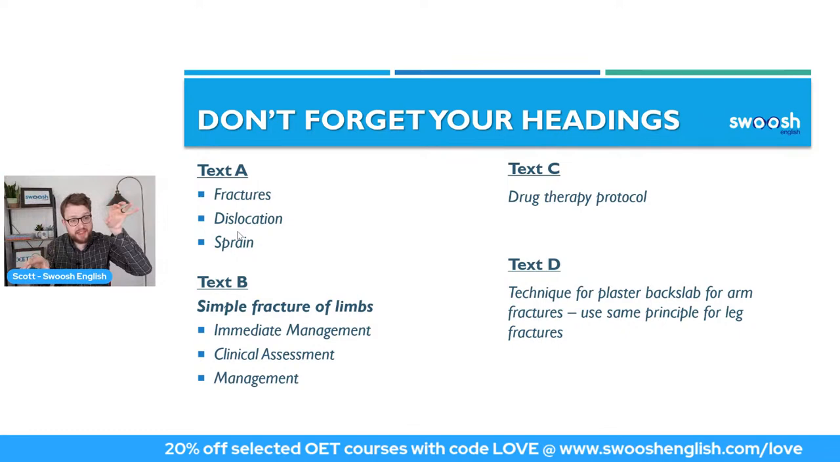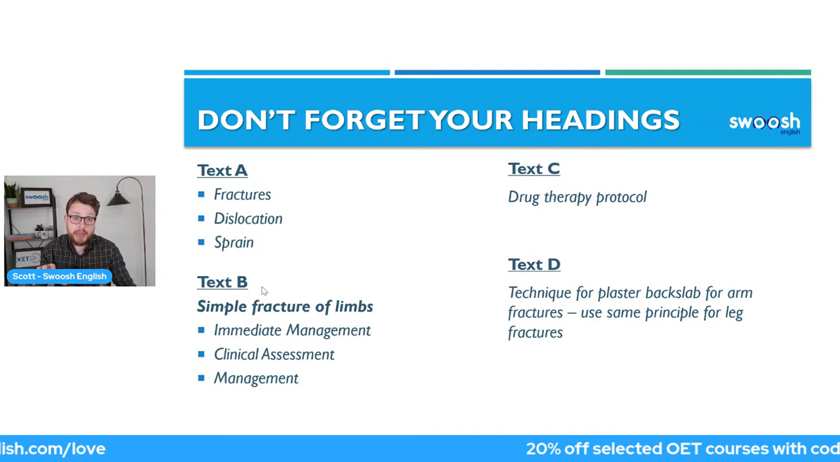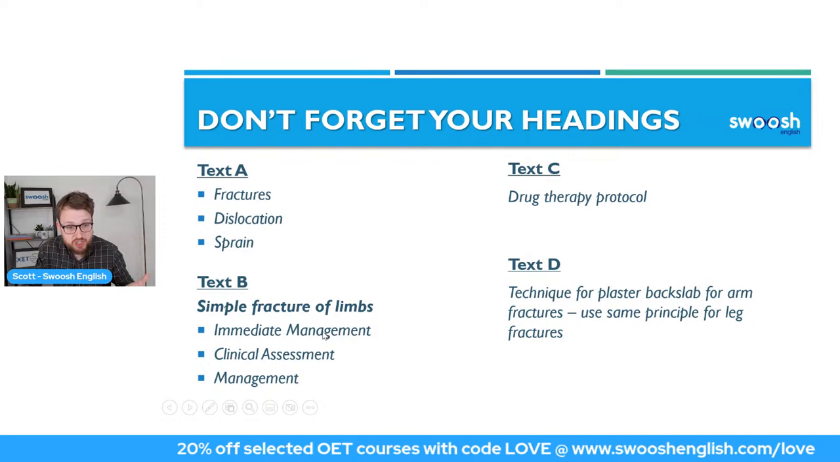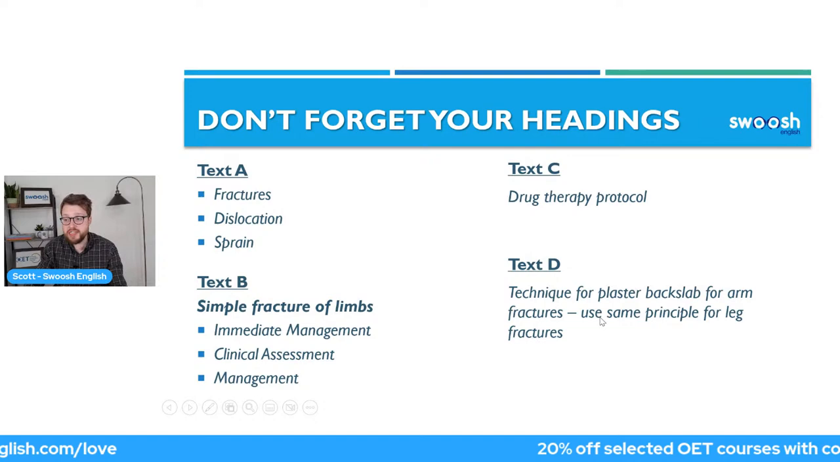So if we see a lot of language related to fractures, dislocations and sprains, great. We can probably identify that text to start looking at and going through in detail for the types of word. If we see a sentence or a phrase talking about fracture of limbs and management, we go to text B. If we see a particular exercise talking about drug therapy protocol, aka medication, then we go to text C. Or we see a particular answer talking about the back slab.